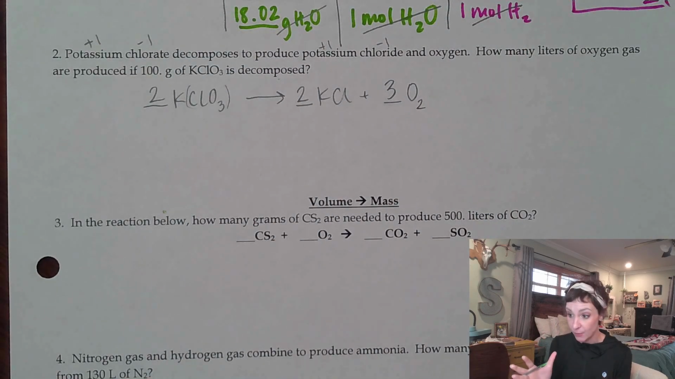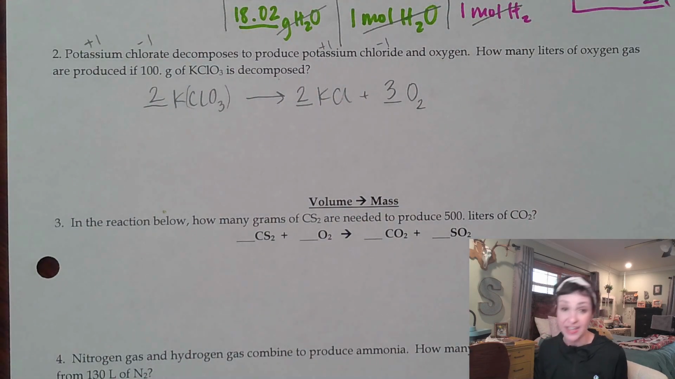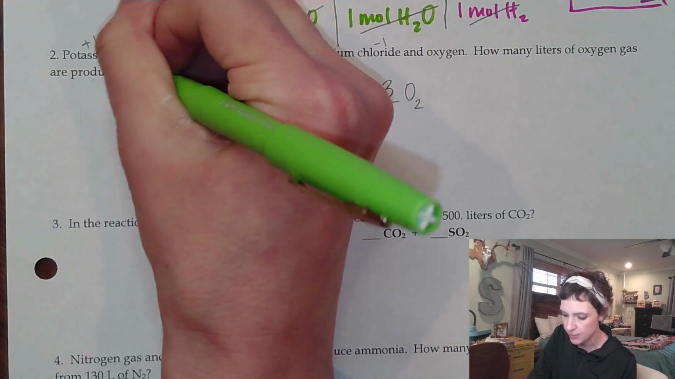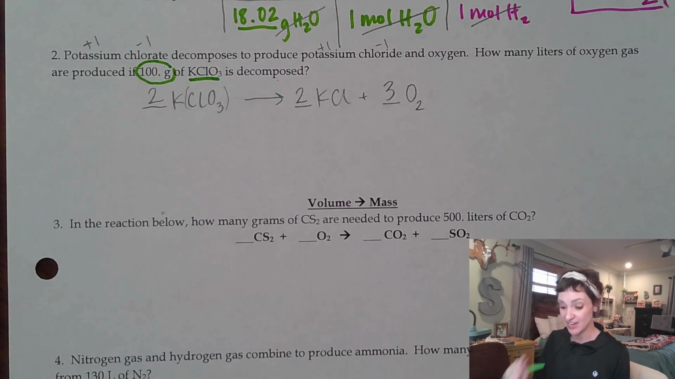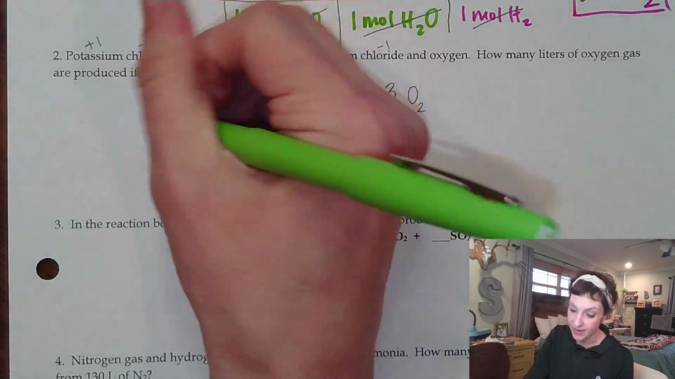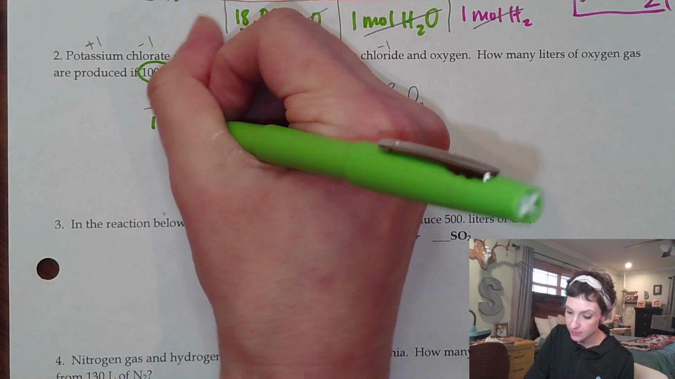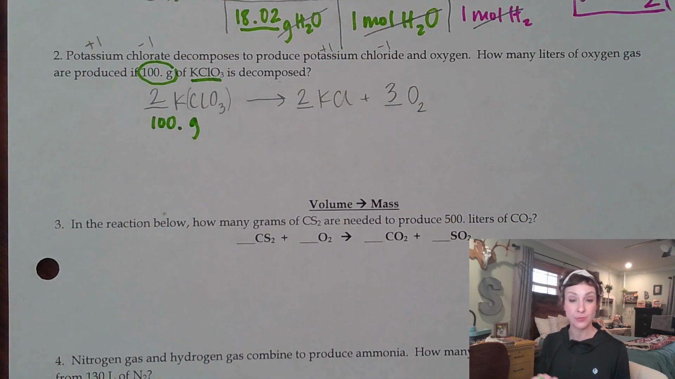We had to do all of that work, and I did not even look at the numbers they gave me, what they're asking me to solve for. So now I finally get to do that. All right, I got my reds and greens. How many liters of oxygen gas are produced? Here's my given, 100 grams of potassium chlorate. My given is of this guy, potassium chlorate, and I have 100 grams of him. Cool, that's where I'm starting.